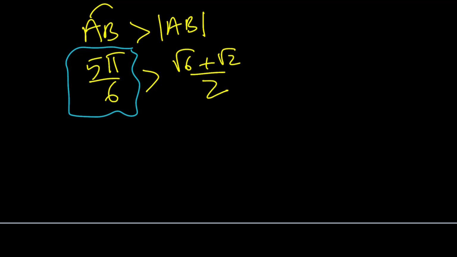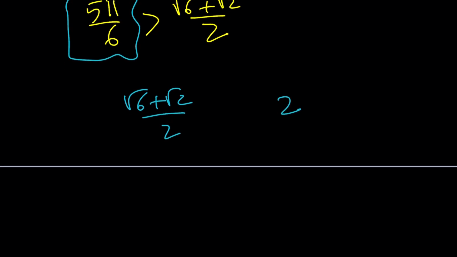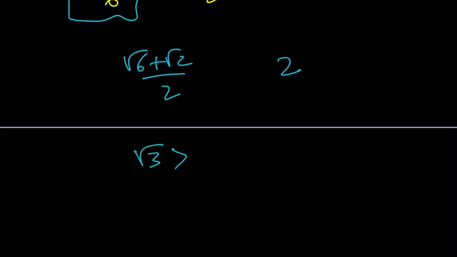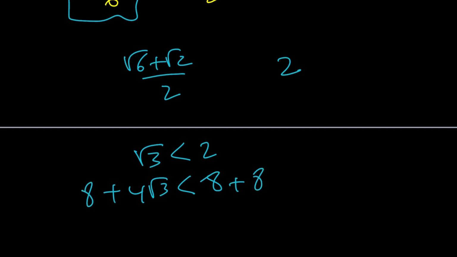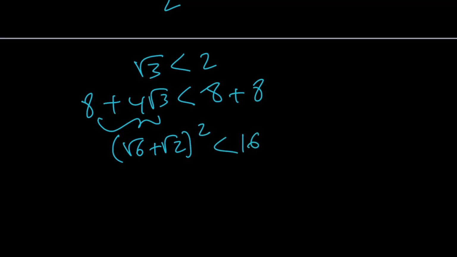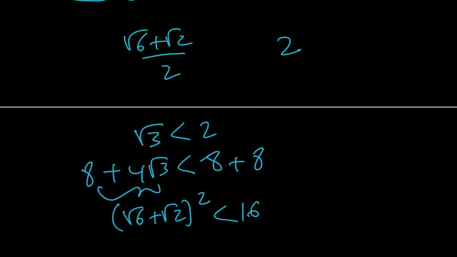For example, if you had something like comparing this number and 2, I guess they're close, and then you would be able to do something like this. You could go ahead and compare square root of 3 to 2, which is obviously less than 2. And then you can go ahead and multiply both sides by 4. That's going to give you 4 root 3. 4 root 3 is less than 8. And then add 8 to both sides. And then you're going to get this inequality. And this is actually square root of 6 plus square root of 2 squared. And this is 16. And then you take the square root and you'll get the answer. Make sense? It's a different approach because it's a radical against an integer.